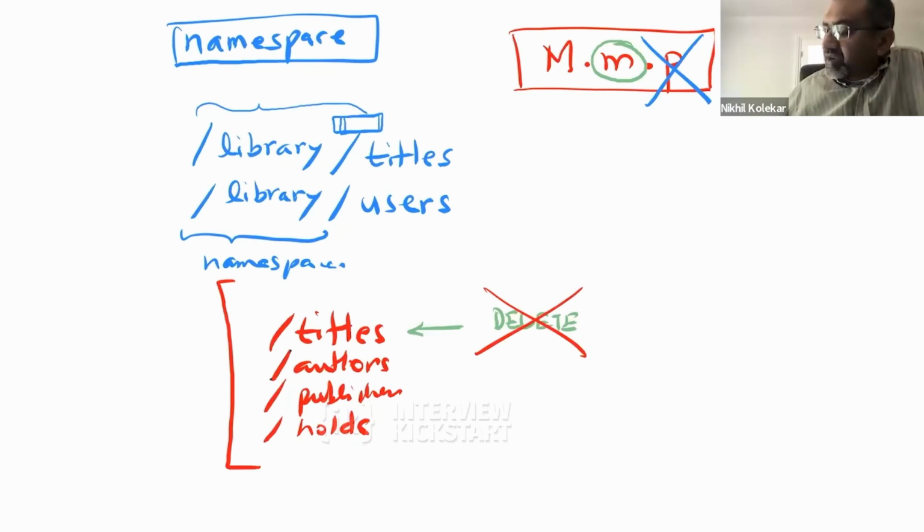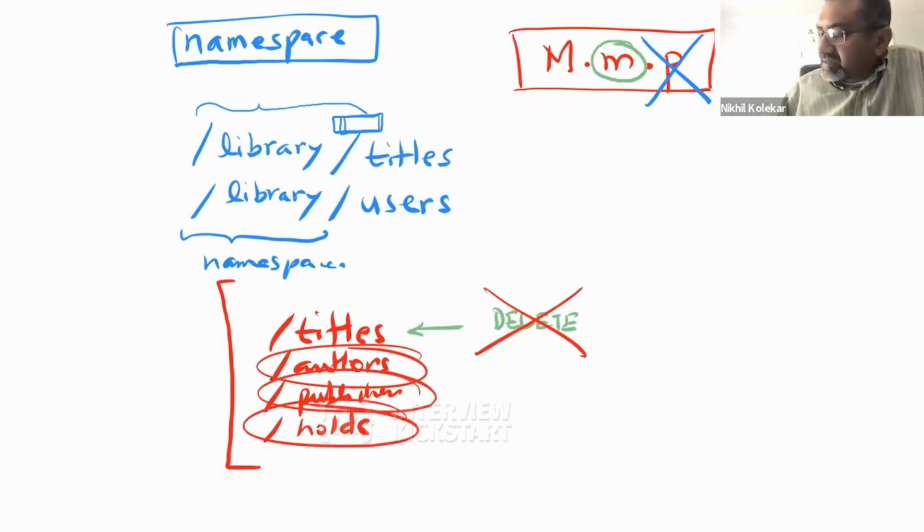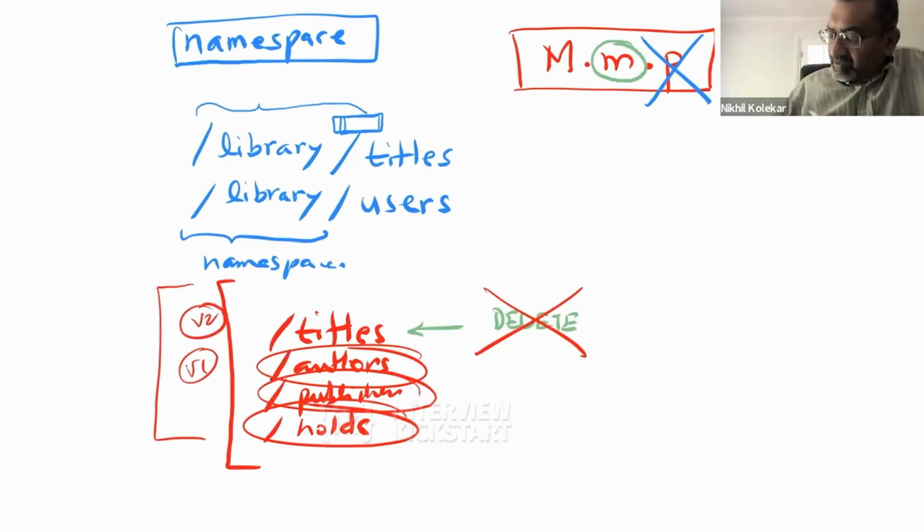What happens to versioning for authors, publishers, holds, and everything else? Do we keep authors at V1 and titles at V2, or does it impact all of these? So the big question is, are we versioning an endpoint? Are we versioning a resource? Or are we versioning an entire API product? Or are we versioning the entire API platform itself?